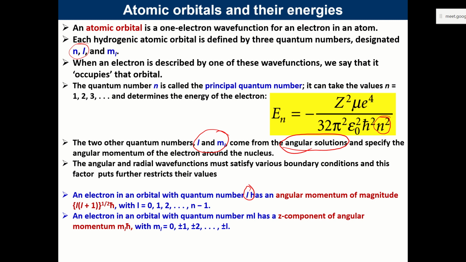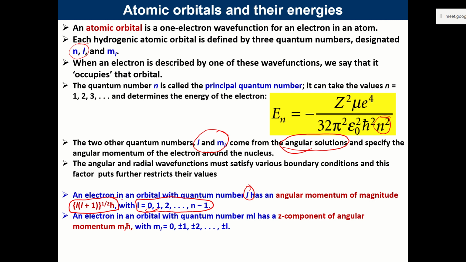It cannot have arbitrary value. It can have specific values as given by this formula: square root of L into L plus 1, times h cross. L can have integer values starting from 0 to any number you can imagine. It is possible.